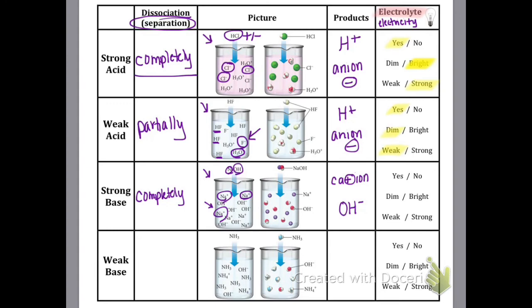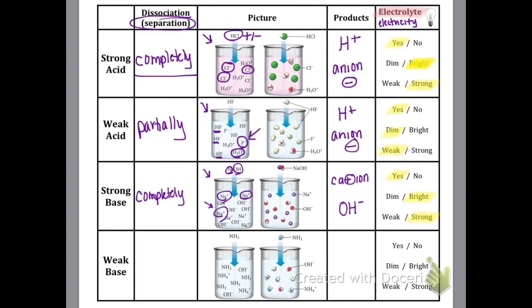So how do we answer these questions? Will it produce electricity? Is it an electrolyte? Yes, because you have positives and negatives. Is it dim or bright? It's very bright because all you have are positives and negatives because it is a strong base. It's a strong electrolyte. Anything that's bright is going to be a strong electrolyte.